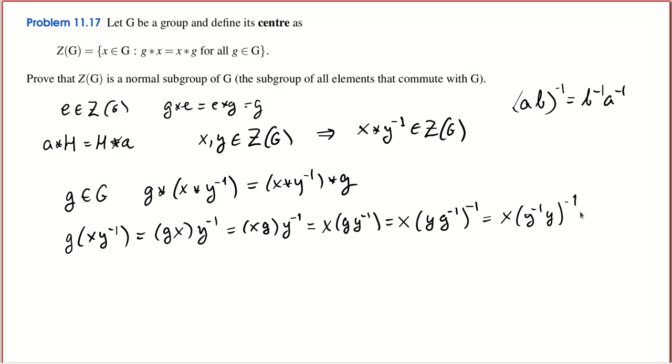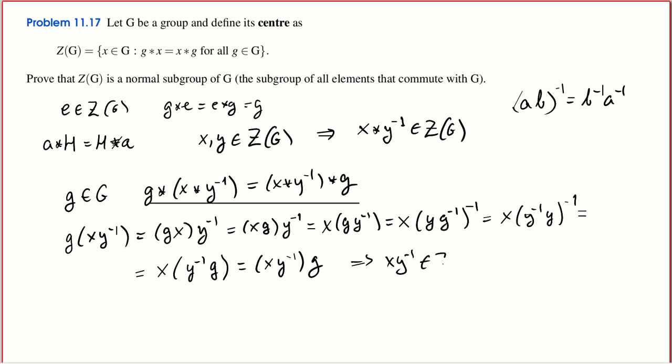So we can rewrite this as g inverse times y inverse. And then we apply this property again, and we rewrite this as the inverse of y times the inverse of g inverse, which is just g. Once again we apply the associative property, and then we end up with this. So we have proven this property here: g times this element is equal to this element times g, which means that x times y inverse belongs to the center, and therefore the center is a subgroup of the group G.